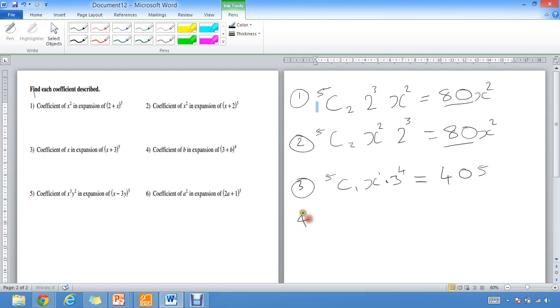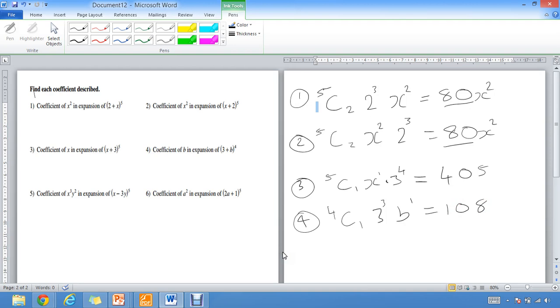Okay, number 4. Again, you're looking for the expansion of 3 plus b to the power of 4. You need the coefficient of b, so the first part in this case will be 4C1. And we've got 3, and then put your b here. So b is to the power of 1. That leaves me 3 to the power of 3. Again, those indices have to add to give me that 4. And then that gives me a total of 108. So it's just a matter of putting these into your calculator.